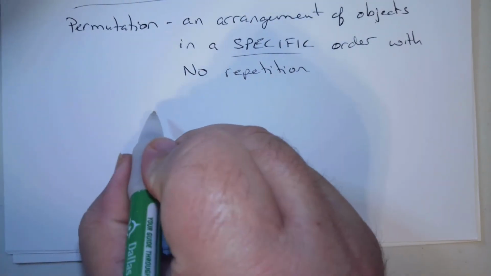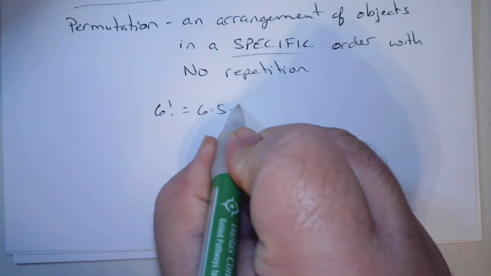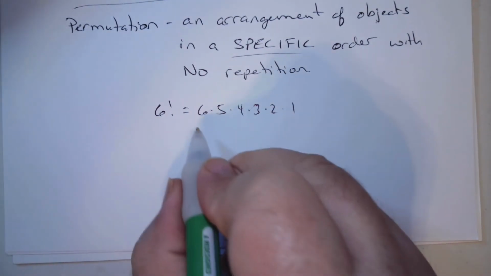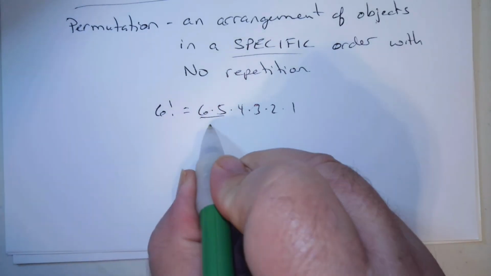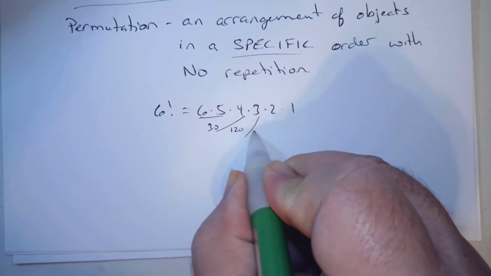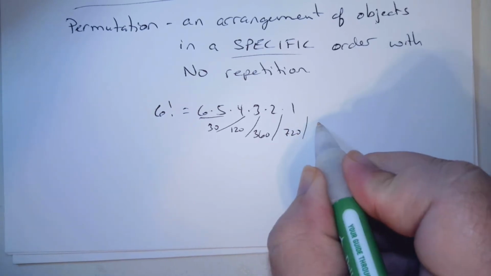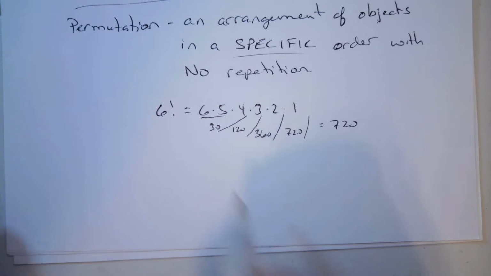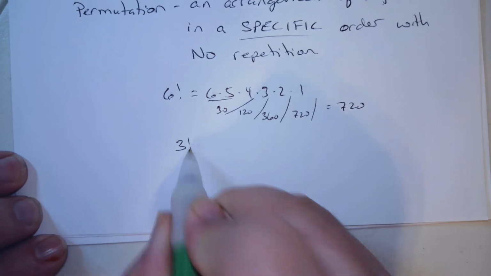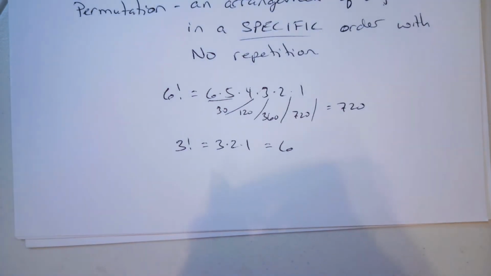So what we saw earlier, if we had 6 objects, there's 6 times 5 times 4 times 3 times 2 times 1. So 6 times 5 is 30. 30 times 4 is 120. 120 times 3 is 360. 360 times 2 is 720. 720 times 1 is 720. So if you have 6 objects, you can arrange them in 720 different ways. If you had 3 objects, you can put them in 6 different ways.